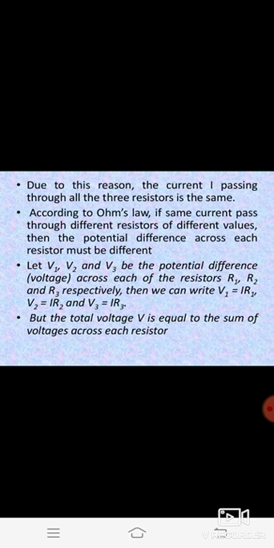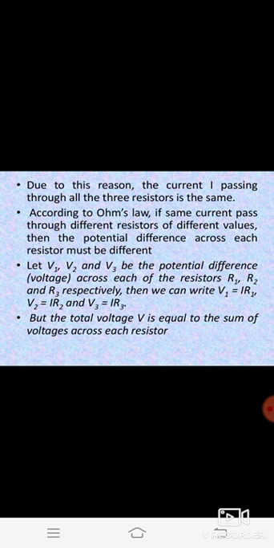Okay students, since the current I passing through all three resistors is the same, according to Ohm's law we know that the voltage V is directly proportional to I. If the same current passes through resistors of different resistance, the potential difference across each resistor must be different. So the resistances are different, the current is the same, and the potential differences are different according to Ohm's law.